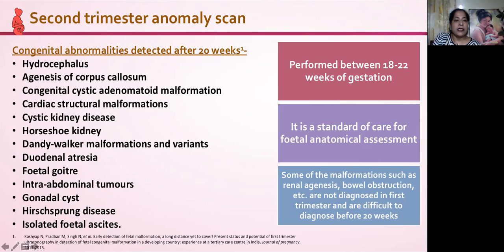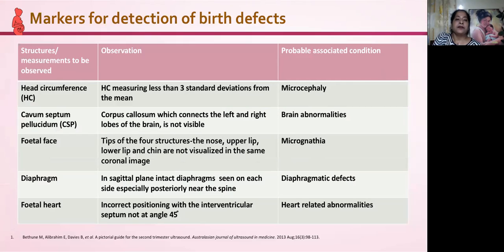So the various anomalies which can be detected: hydrocephalus, agenesis of corpus callosum, congenital cystic adenomatoid malformation, cardiac structural malformation, cystic kidney disease, horseshoe kidney, Dandy Walker malformation, duodenal atresia, fetal goiter, intra-abdominal tumors, gonadal cyst, Hirschsprung disease, and isolated fetal ascites.